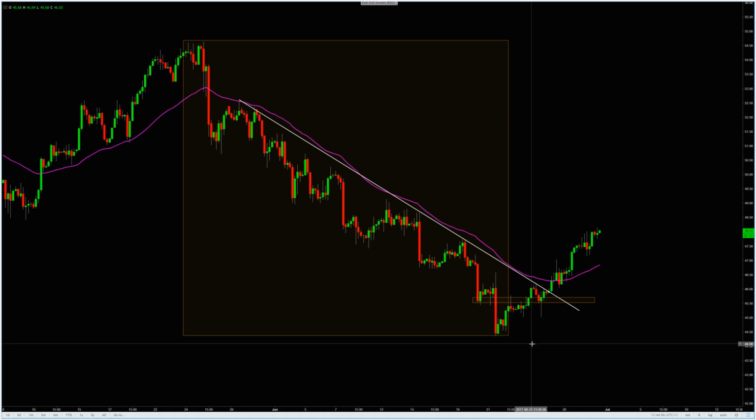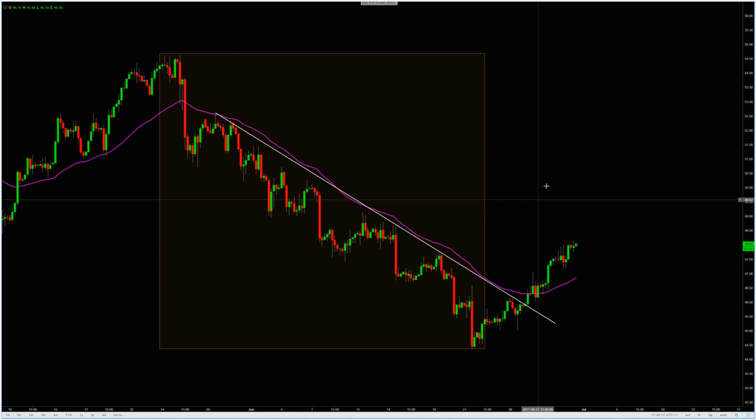So I wanted to find an opportunity now possibly to get long. So what I did is I had my previous support turned resistance that was broken. Then the next barrier to price was this trend line, and we broke above that trend line here, and then we broke above the 50 EMA. So this was my signal to get long.